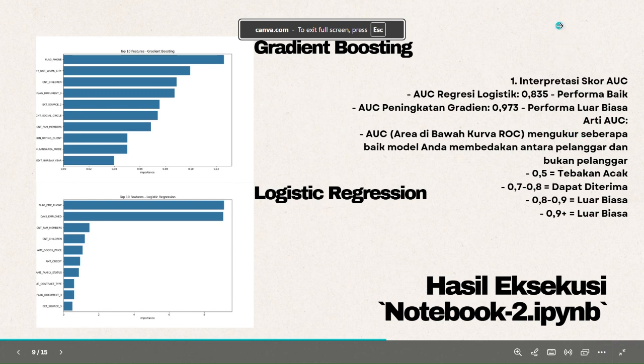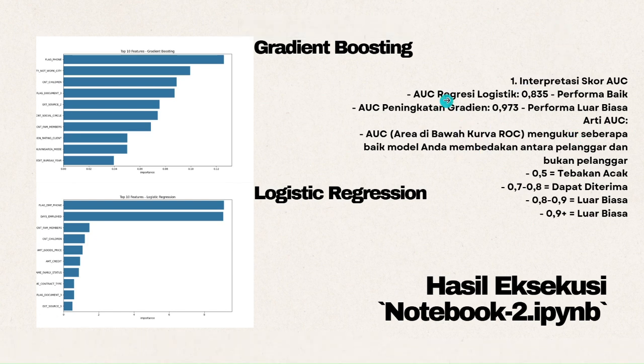So for the AUC score interpretation, for logistic regression, there's 0.835 accuracy, which would be 83.5% level of accuracy, which is good, but the gradient boosting AUC is 0.973, which is 97.3% level of accuracy, which is excellent. It's amazing.